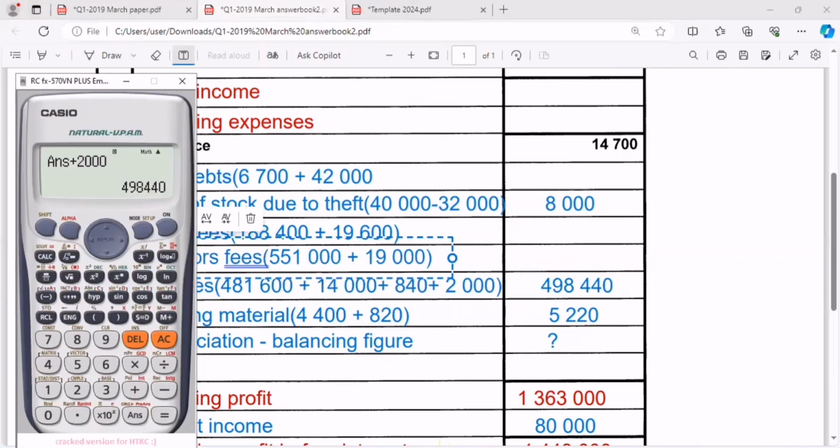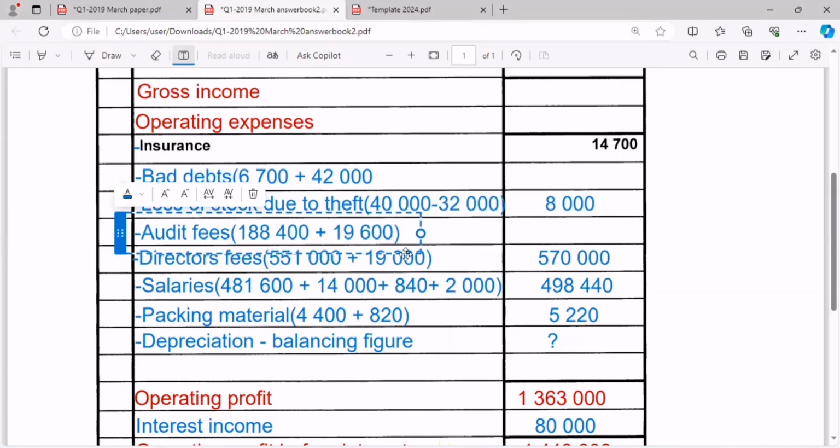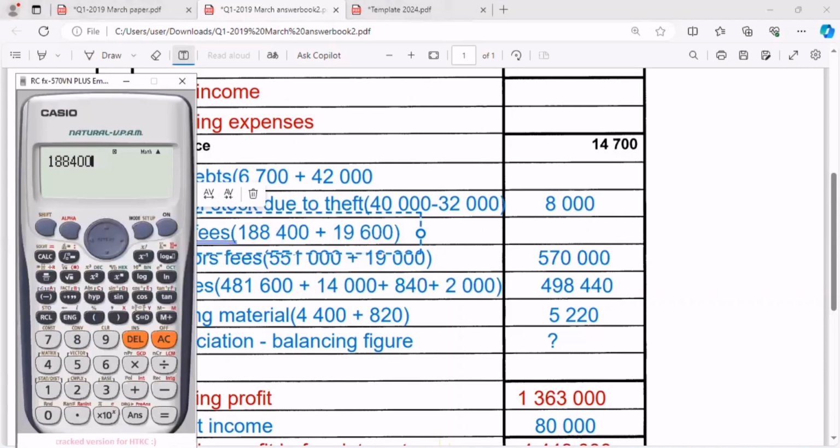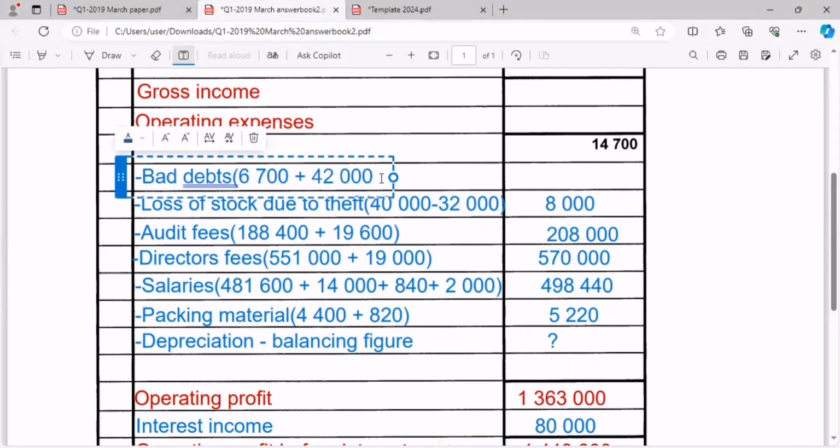Then we add directors' fees, 551,000 plus 19,000. So that is 570,000. Then audit fees, we add 188,400 and 19,600. So that is 208,000. Okay, we calculated the loss of stock due to theft, 8,000, and then the balance for bad debts. So the balance for bad debts is 48,700. The insurance balance was already recorded in the booklet, so 14,700.